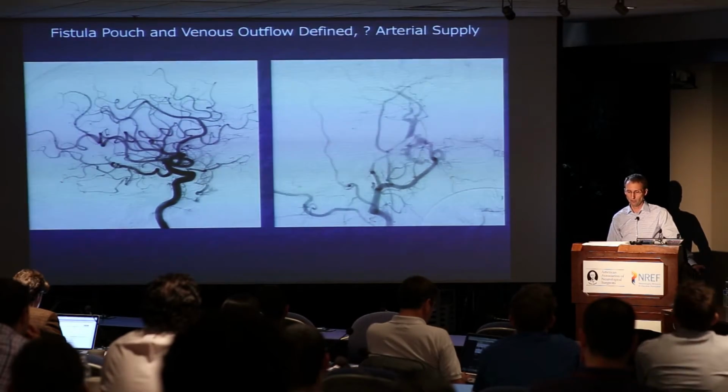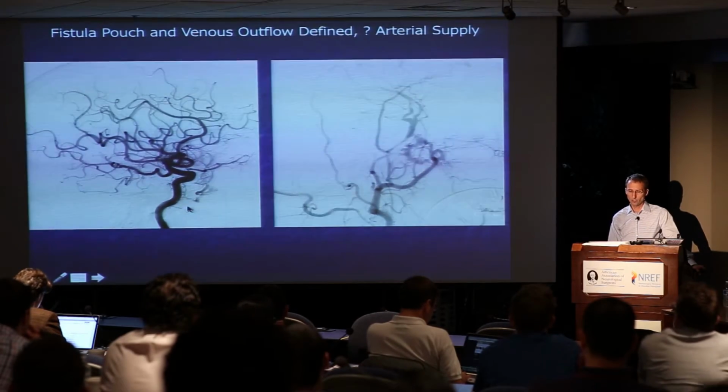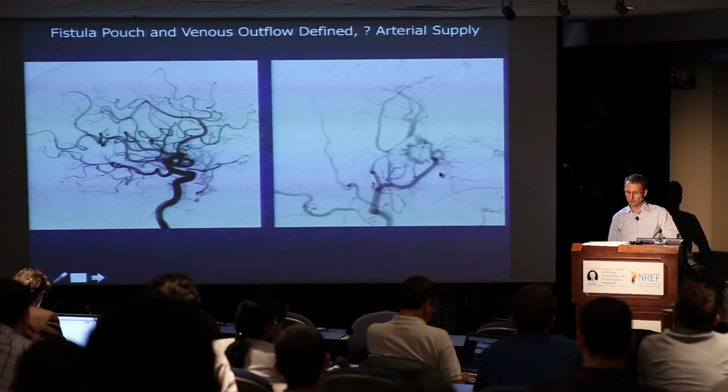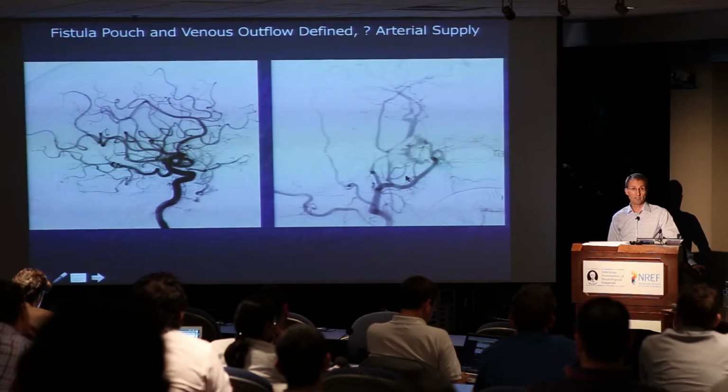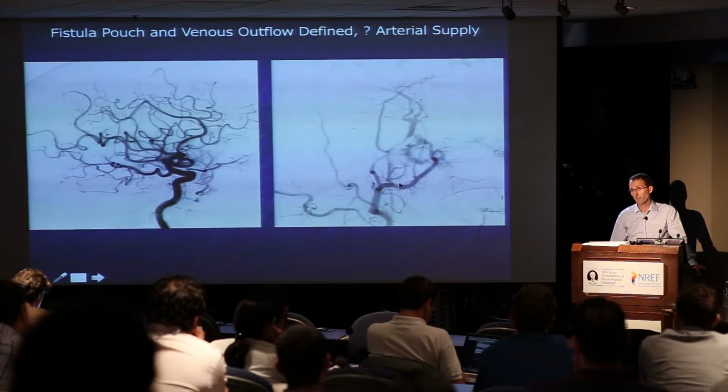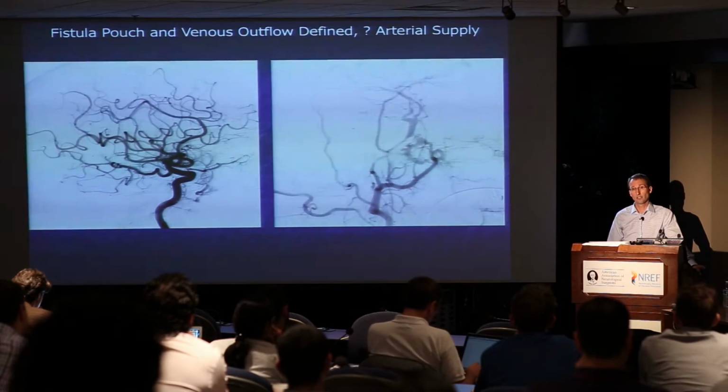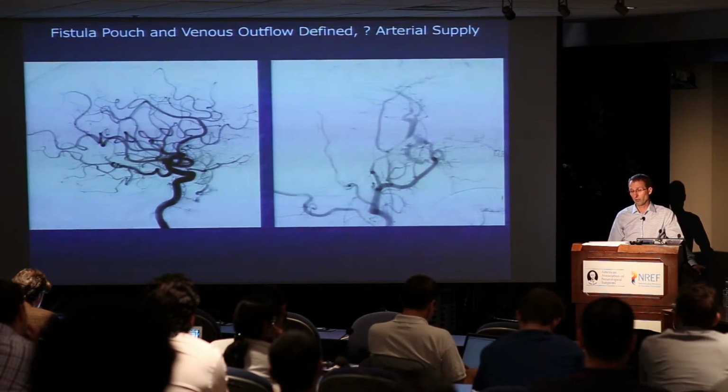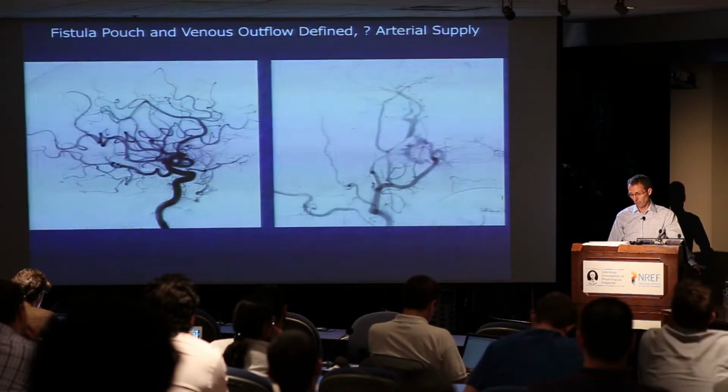The question is, what's the arterial supply? Well, there's an inferior lateral trunk coming down. I know there's something going on in the external carotid, but we haven't defined those. And here's where I would advocate very strongly that you do super selective angiograms with microcatheters in the usual suspects.